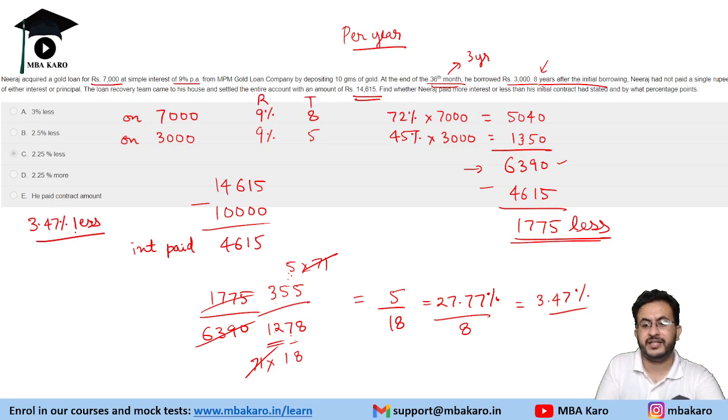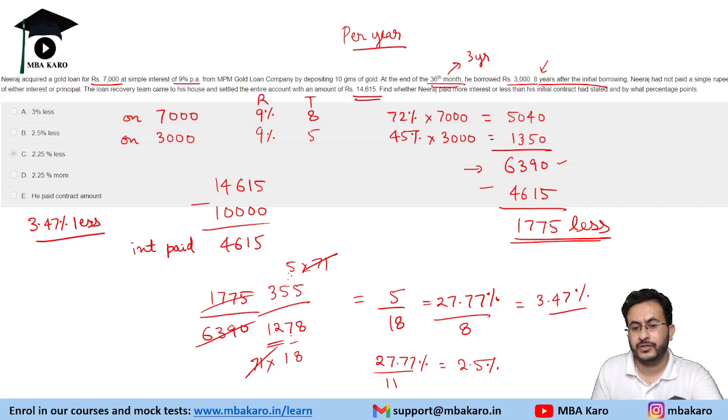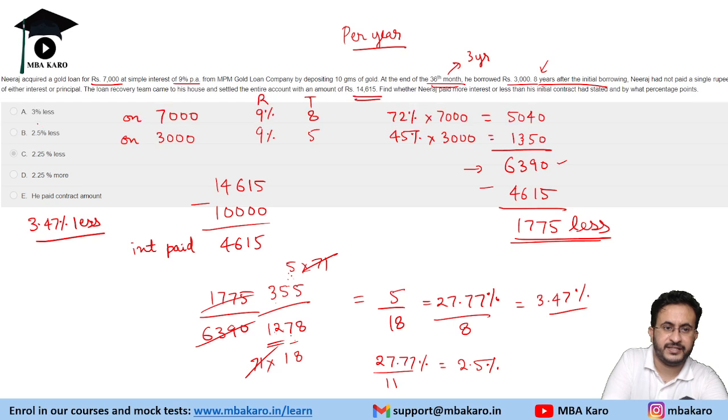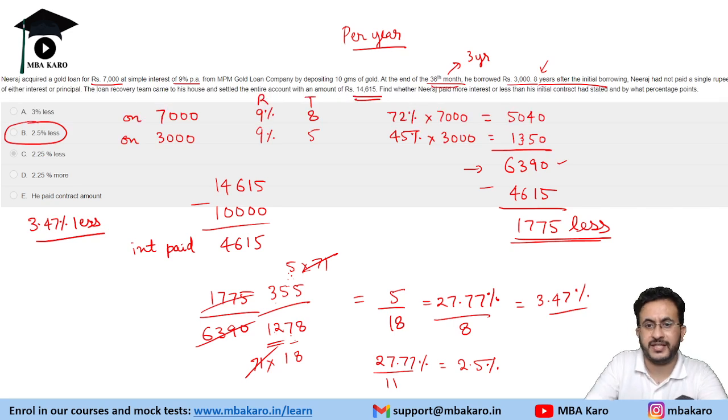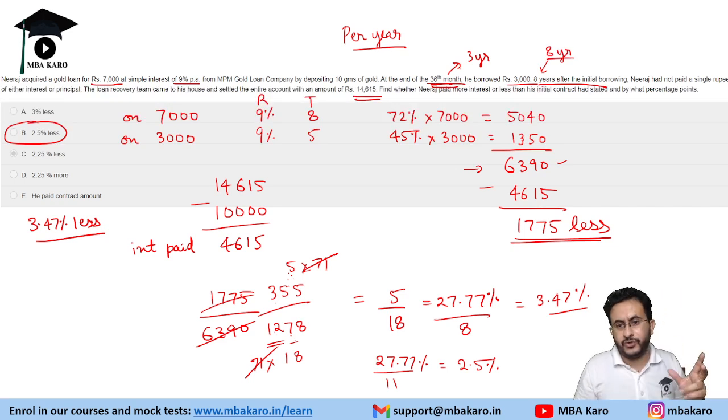But what they have done is divide 27.77 by 11, and what we get is 2.5%. So they have got 2.5%. They divided by 11 and gave this as the answer, 2.5% less. Now what is the mistake in their assumption? They added 3 years and 8 years, which should not have been added.